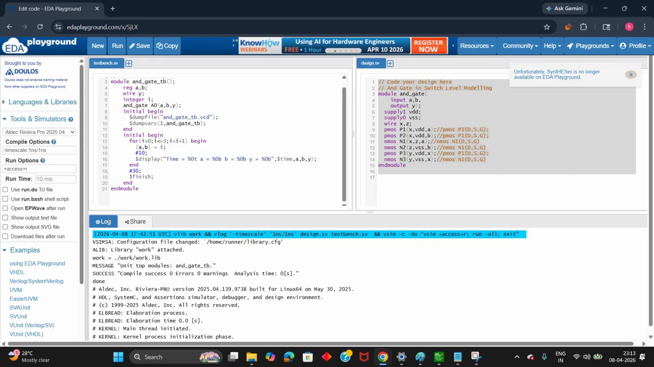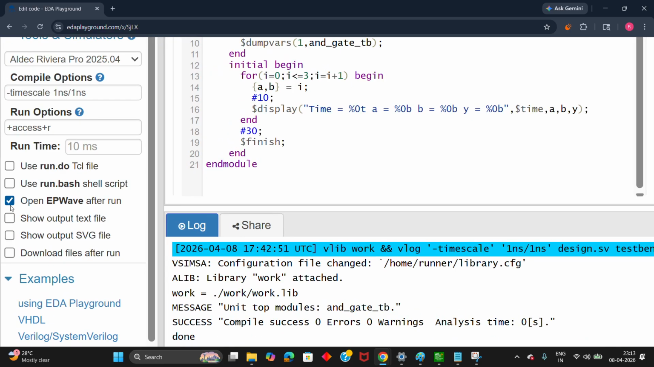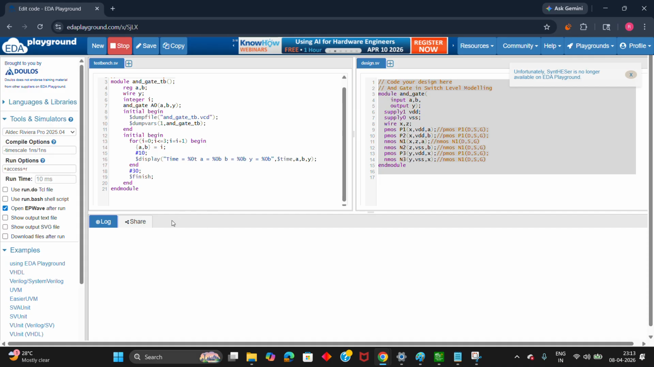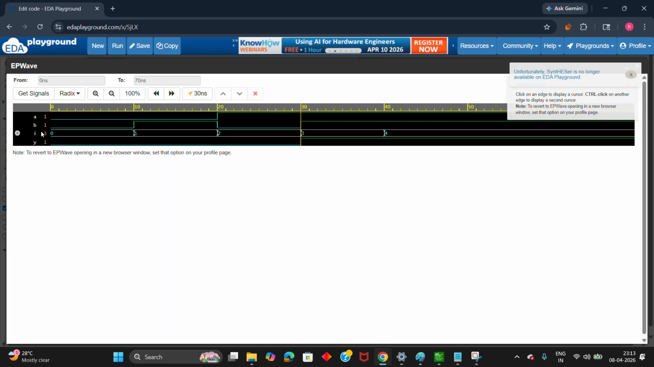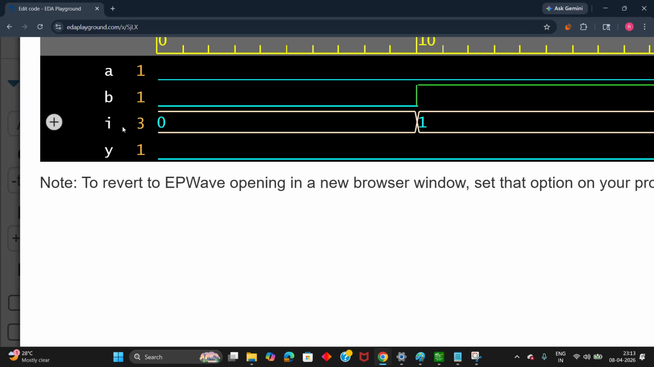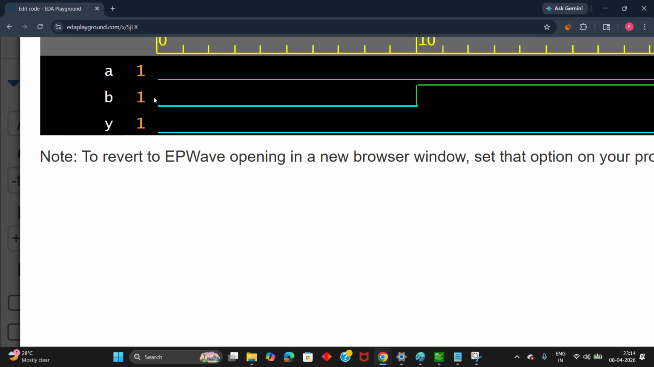To see the waveforms, what you need to do is click on open EPWave after run. You need to save the code again and rerun it. If you rerun it, then a waveform window will pop up automatically like this. So here there is an I, right? I is nothing but the iterator which I have used in the test bench. If you want the detailed explanation about the test bench, then you must watch the AND gate using the gate level model video, where I have discussed it. Okay, you just select it and delete it and observe the output.